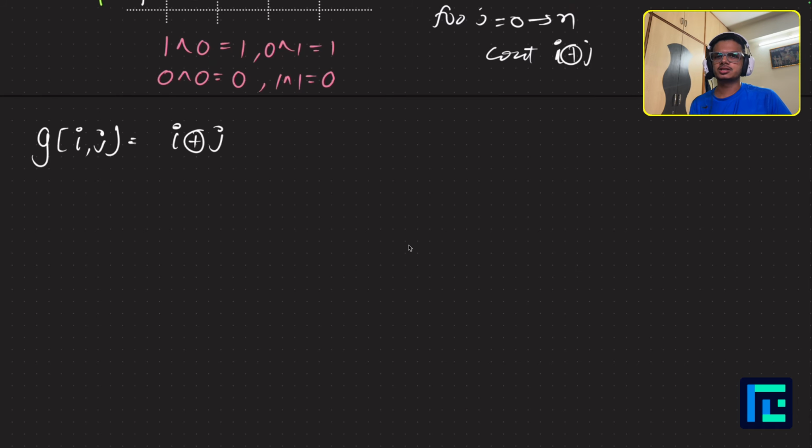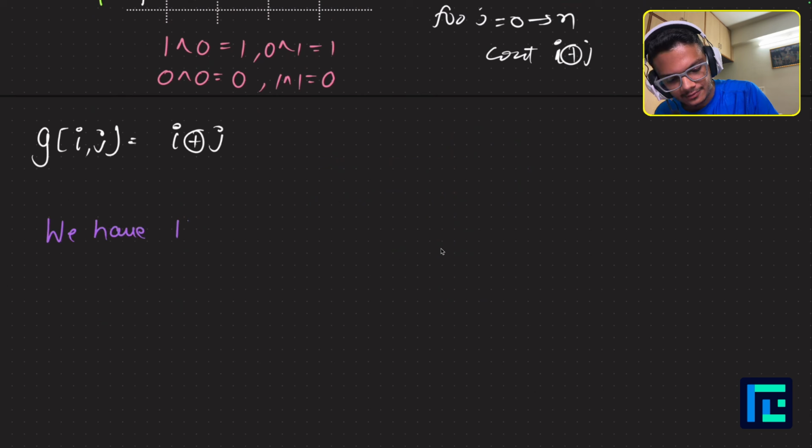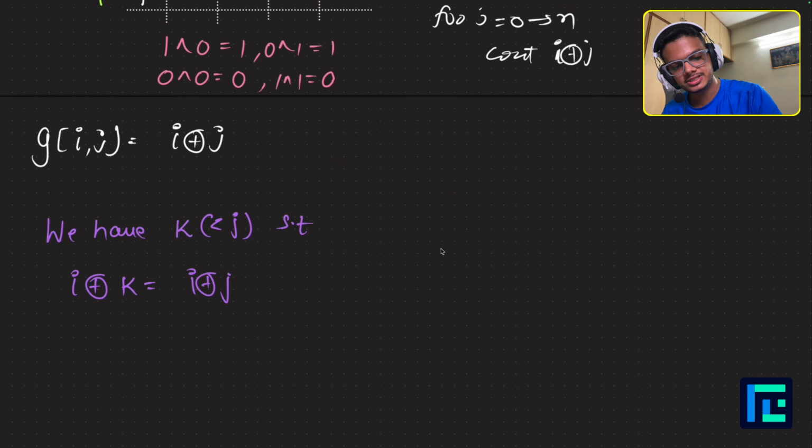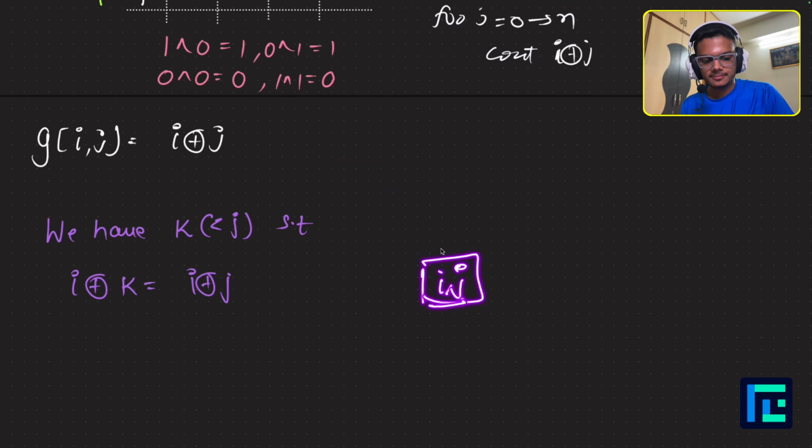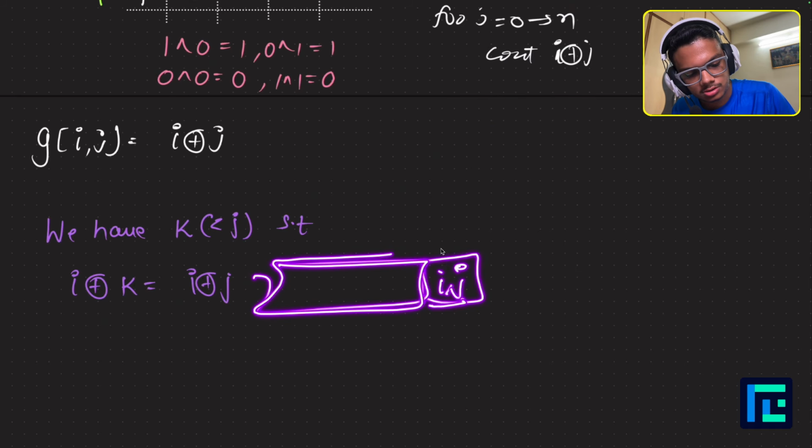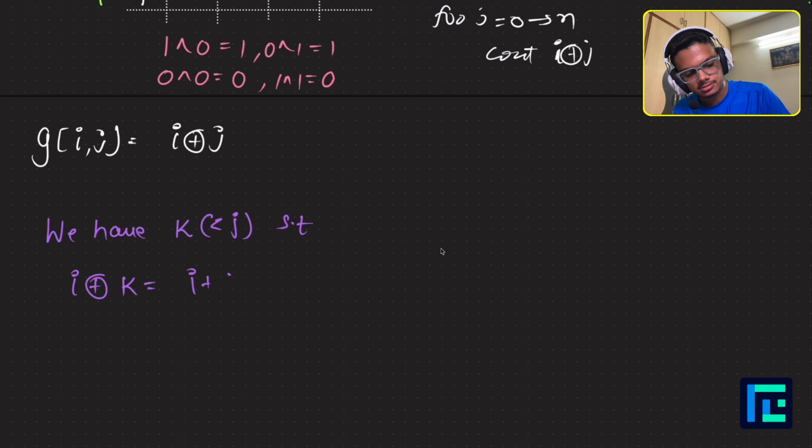Now we are going to prove it using a very important method, proof by contradiction. So let's assume that we have a k less than j such that i XOR k is equal to i XOR j. So what I'm trying to say here is you have a cell here, i j. I'm trying to say that I have a k here on the same row, that is one of the columns here, such that if I XOR the row number with it, I'm getting i XOR j.